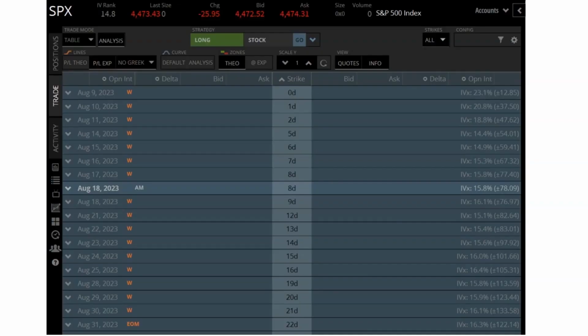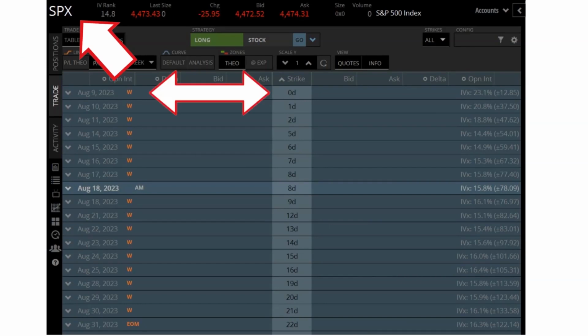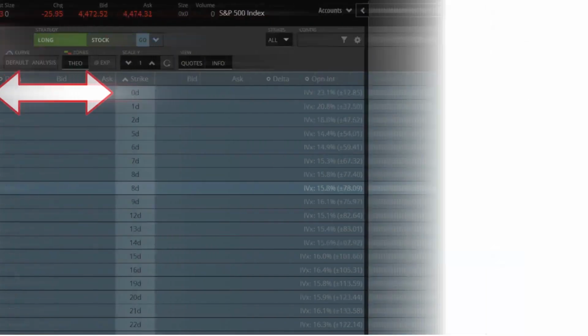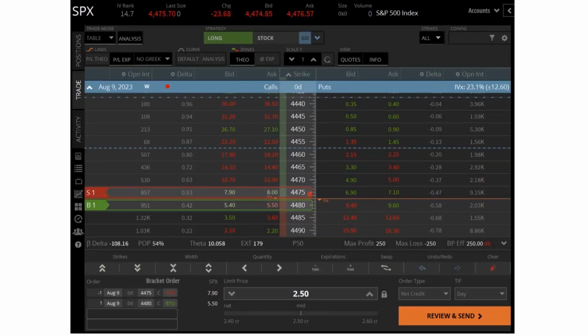Punch in SPX in the upper left and open up the Zero DTE SPX chain. Then click on the Zero DTE chain to open it up. At the time of this video, SPX is trading between 44.75 and 44.80. So I'm going to go right at the money and sell the 44.75, 44.80 call credit spread. We click the bid to sell the 44.75 and the ask to buy the 44.80 options.